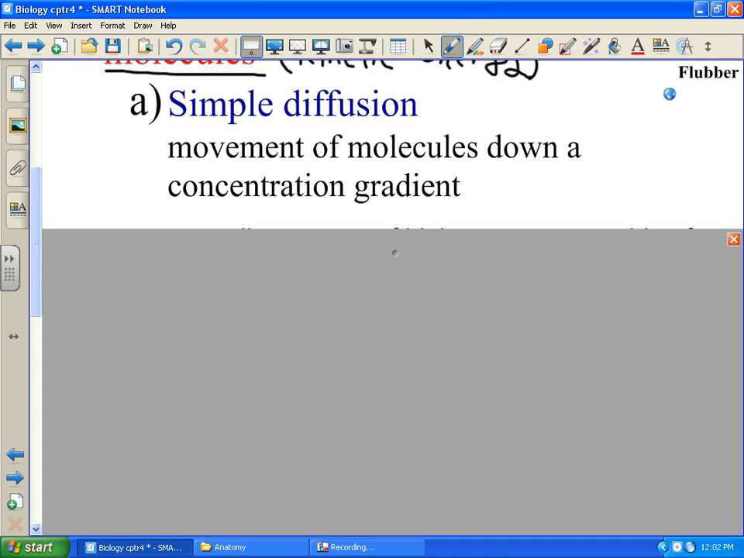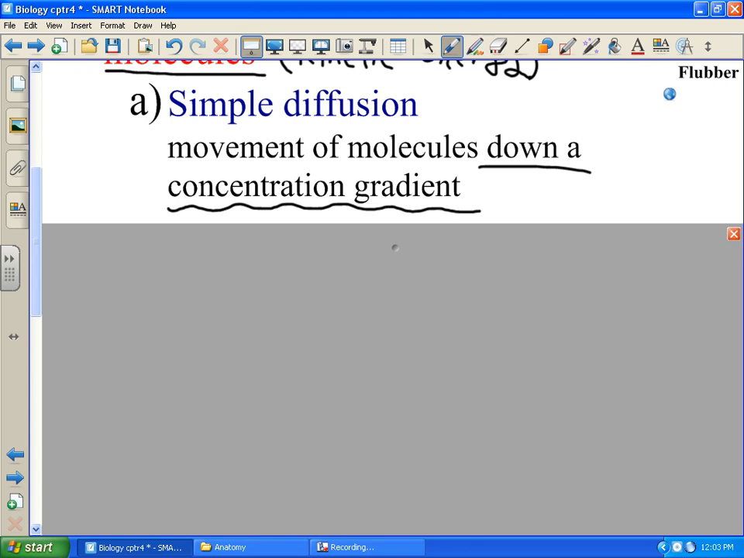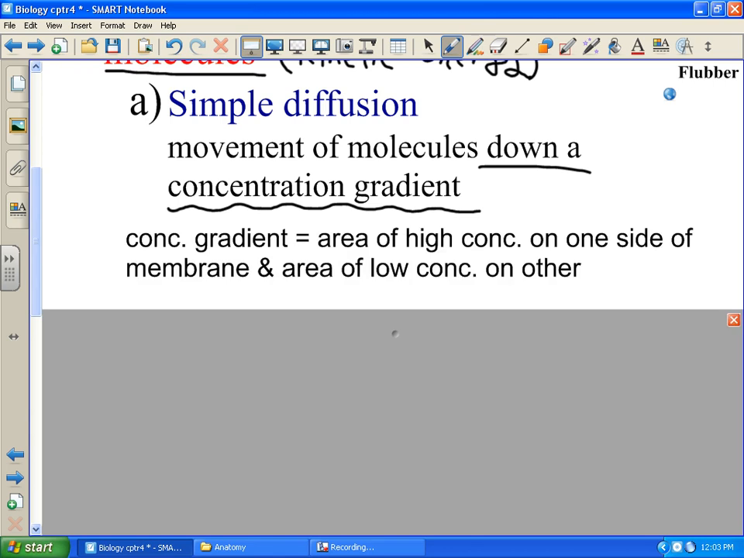Well, let's look at an example of passive transport. This one's called simple diffusion, and it's defined as the movement of molecules down a concentration gradient. And if you're not familiar with that term, a concentration gradient is when you have an area of high concentration on one side of the membrane and an area of low concentration on the other.